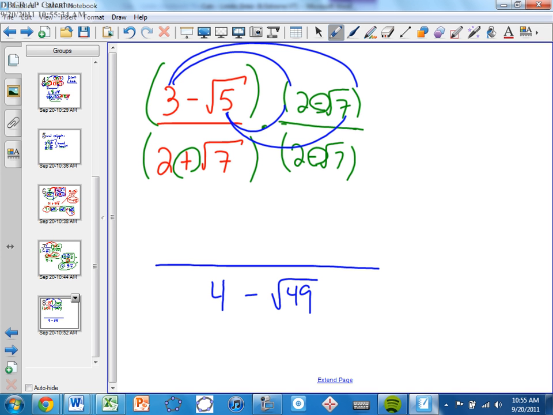Okay, but you're foiling. You're not distributing, you're foiling. See the 4 blue lines to show foiling? This means multiply these 2. Then multiply these 2. Then multiply these 2. Then multiply these 2.